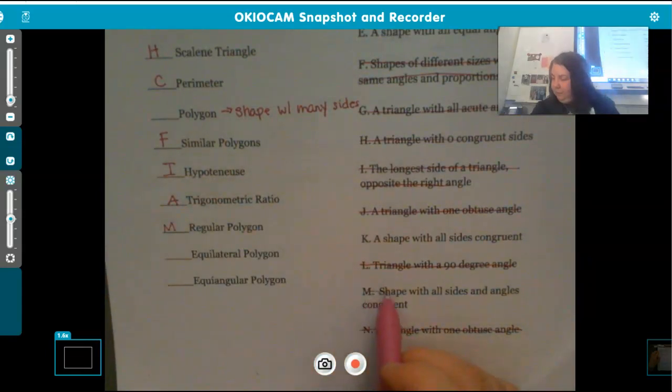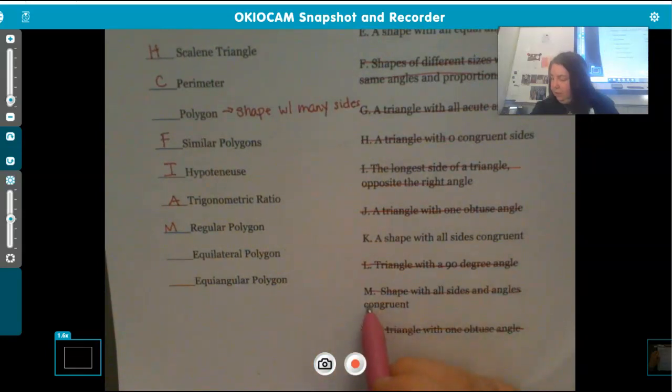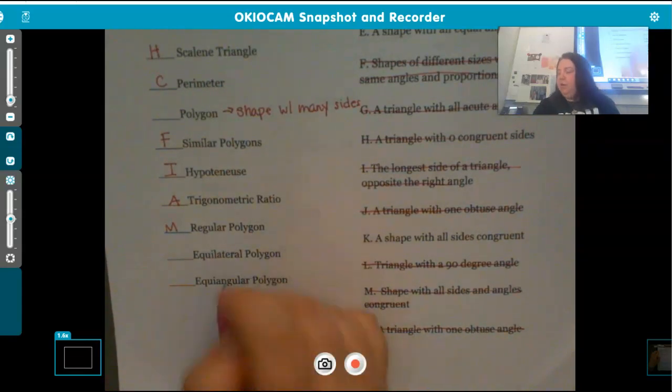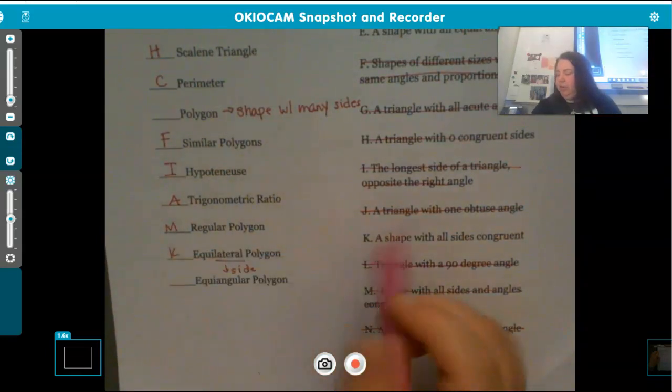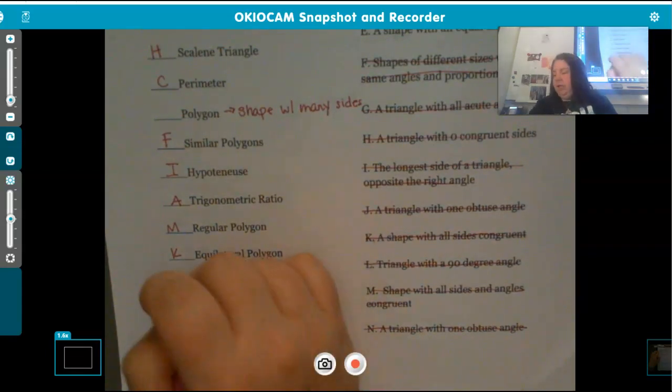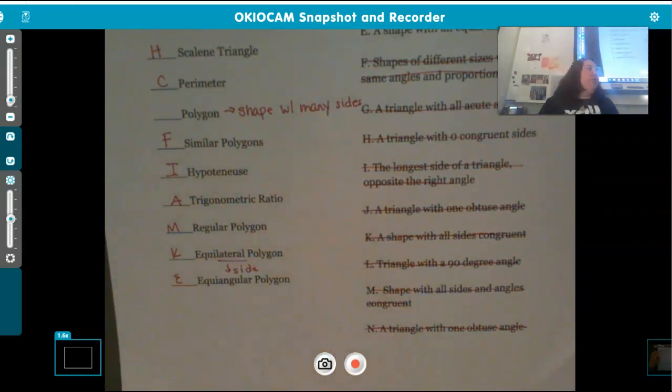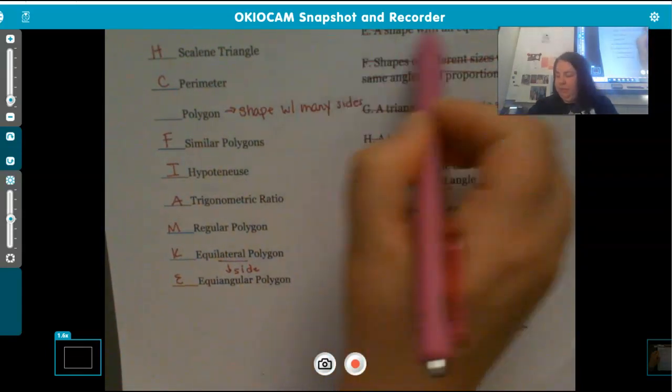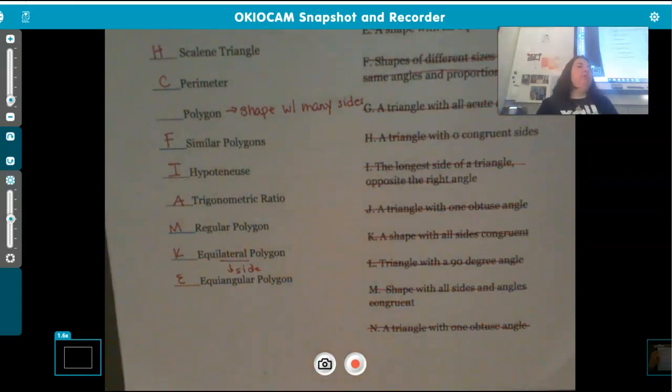Next one. It is not E. It's K. Remember, lateral means side. So a shape with all sides congruent. Then what is equiangular polygon? E. E, a shape with all angles congruent. There, we're already through the first part. That was the easy part.